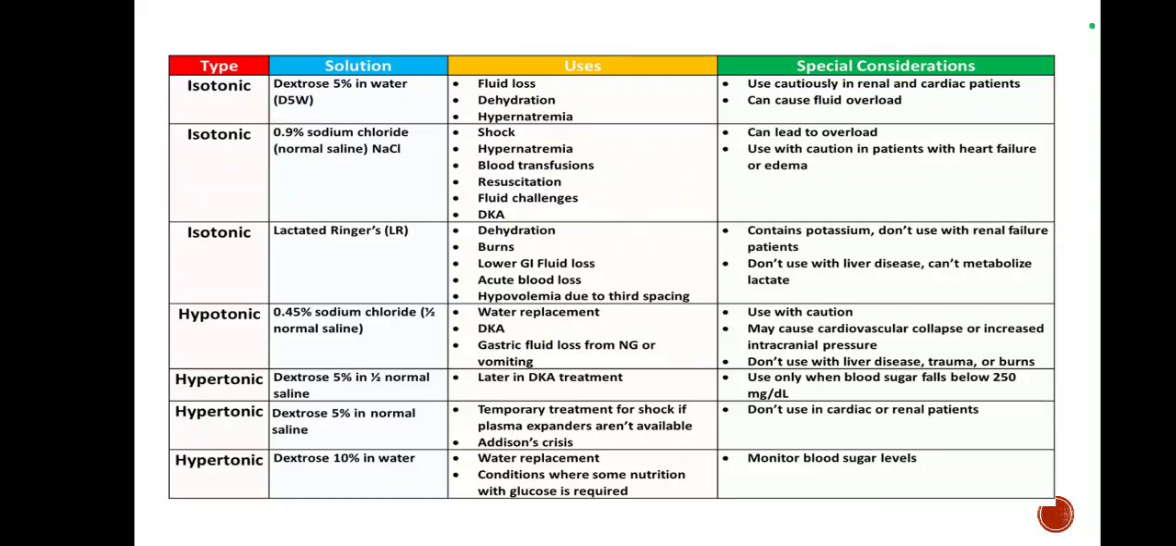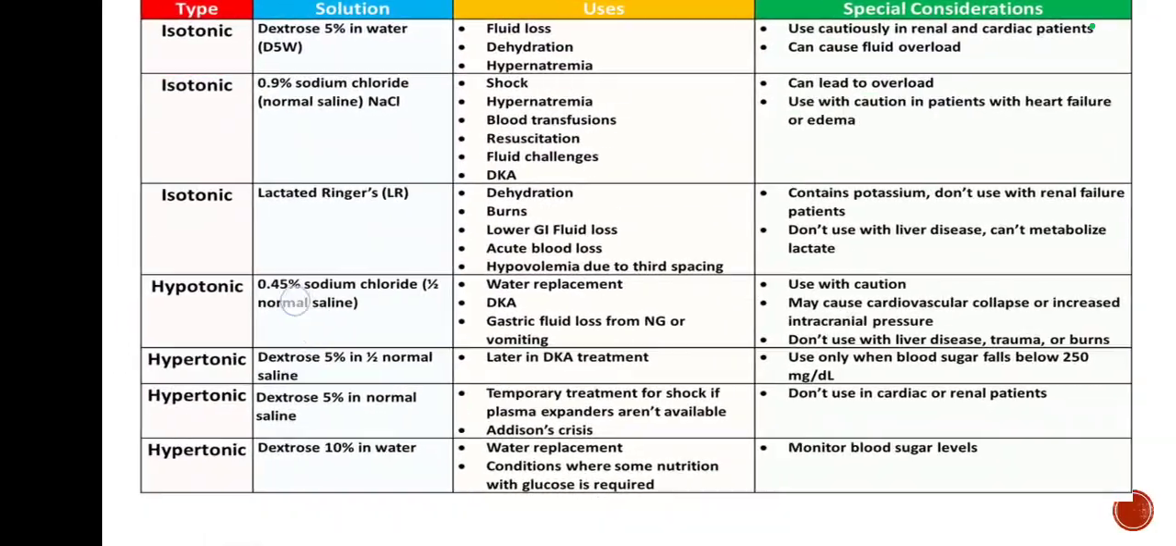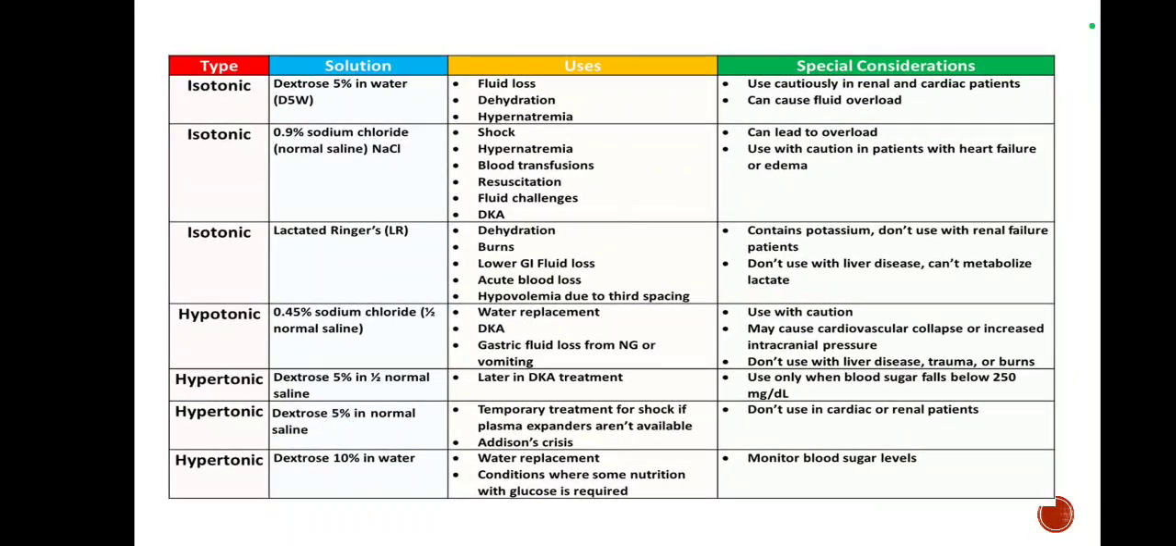Again, we have here the types of IV: isotonic, hypotonic, and hypertonic. From the word isotonic, the word tonic is about the tonicity of the fluid. When we talk about tonicity, it's the number of solutes in a solution, such as electrolytes. There are IV fluids that have a label of how many electrolytes, the percentage of electrolytes, placed in that IV solution.